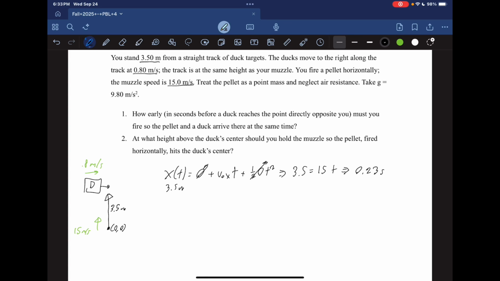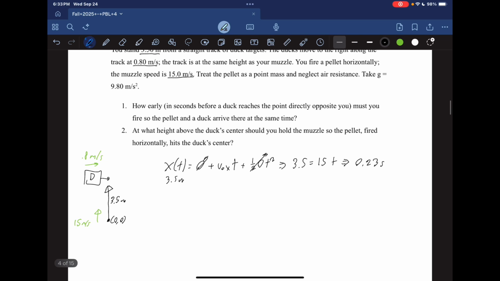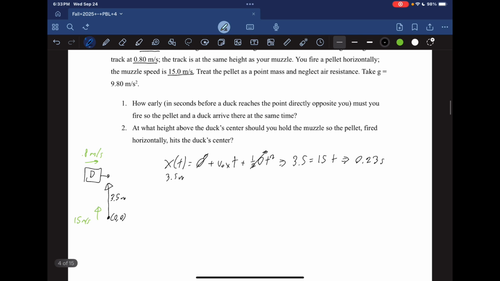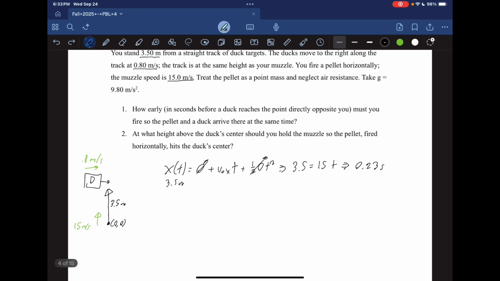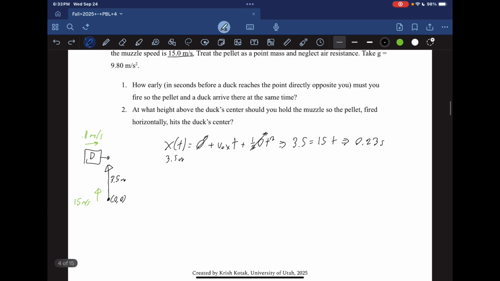0.23 seconds. So that actually solves the first question, how early must you fire the pellet? Because we've determined that it's going to take 0.23 seconds for it to travel that 3.5 meters. So if you fire it 0.23 seconds before the duck reaches the point directly opposite you, that's the time you need to fire it before.